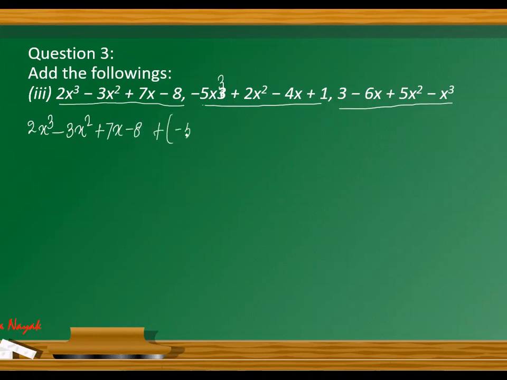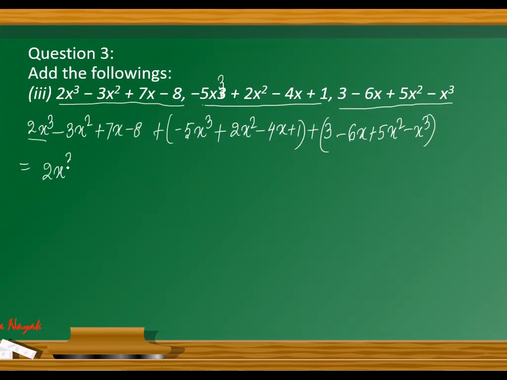Plus minus 5x cube plus 2x square minus 4x plus 1, plus 3 minus 6x plus 5x square minus x cube. Then one group is x cube terms: 2x cube, here minus negative 5x cube, next here at the end another x cube is there. So x cube completed.